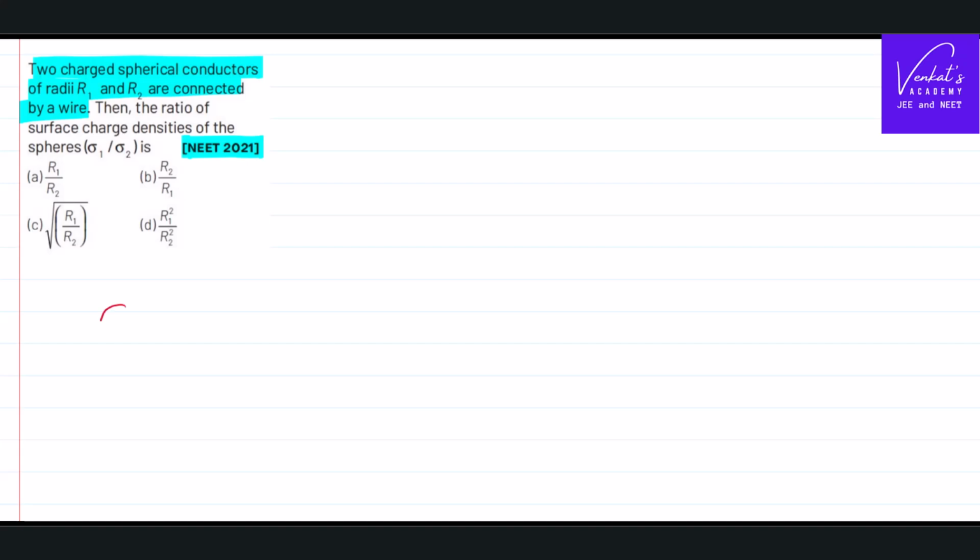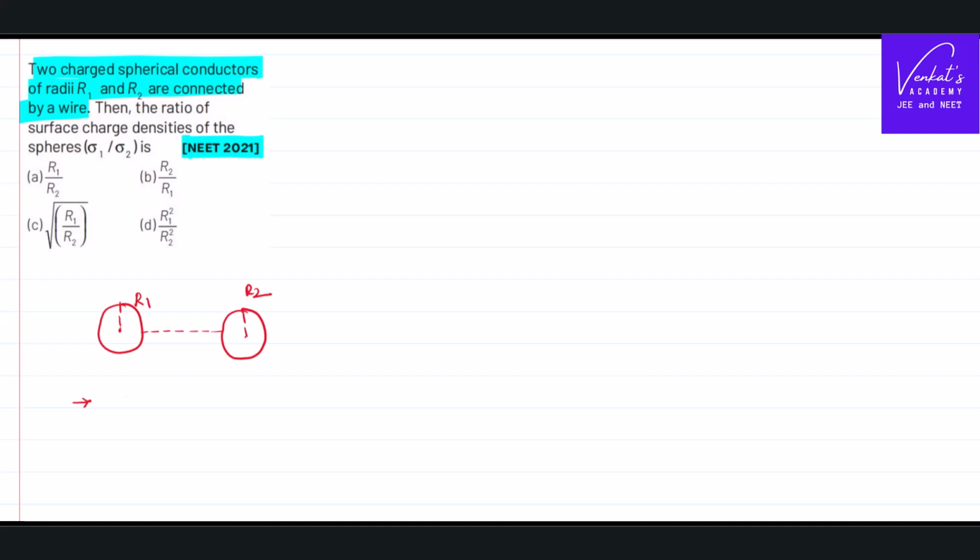There are two spherical conductors. Say this one has a radius R1, another spherical conductor has a radius R2. They are connected by a wire. So, what happens when they are connected by a wire is there will be a flow of charge from higher potential to lower potential until equilibrium is attained, right?